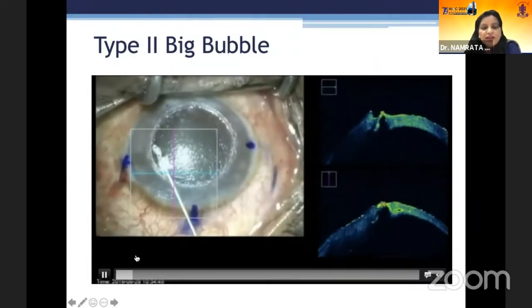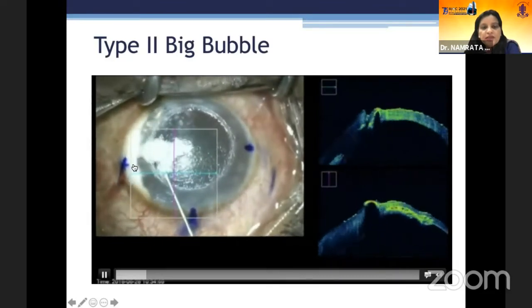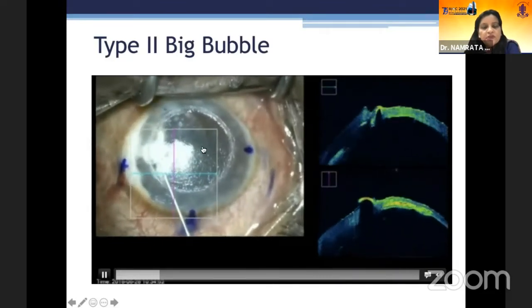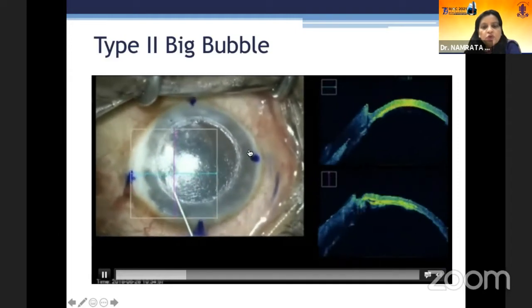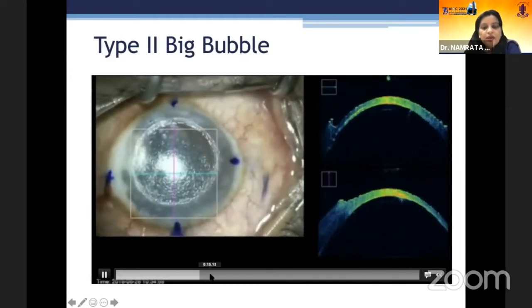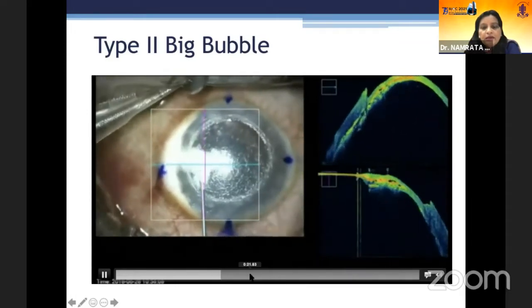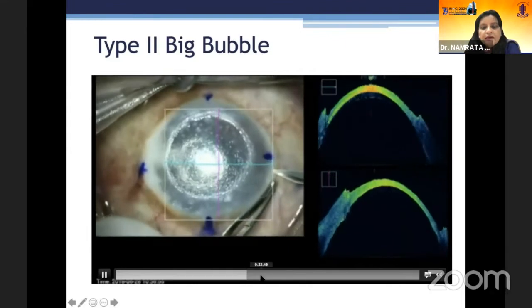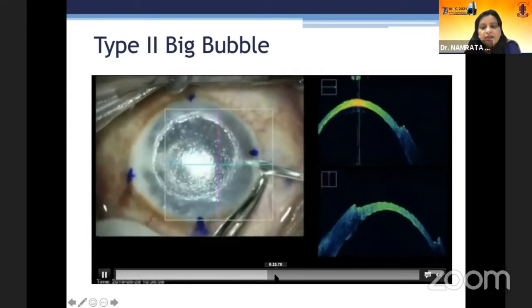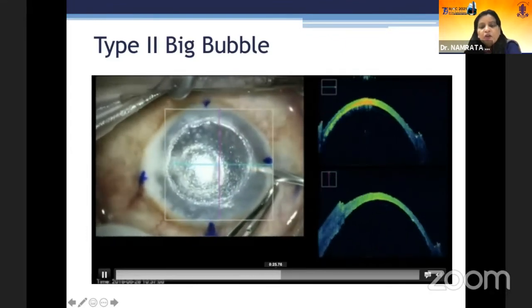Now, this is a case of macular dystrophy for which the big bubble is being attempted. Notice this is a type 2 bubble because it is coming from the periphery, and it just stops short here because you don't want it to go that side. AC paracentesis is done here, and it's going to be a very quick egress.